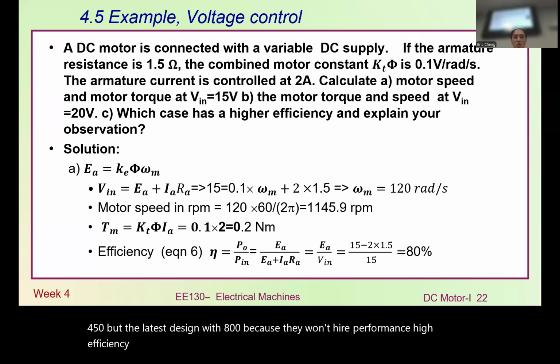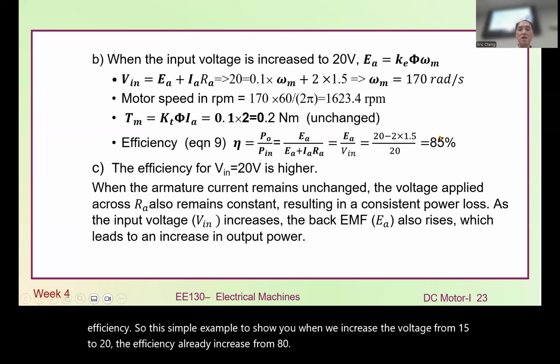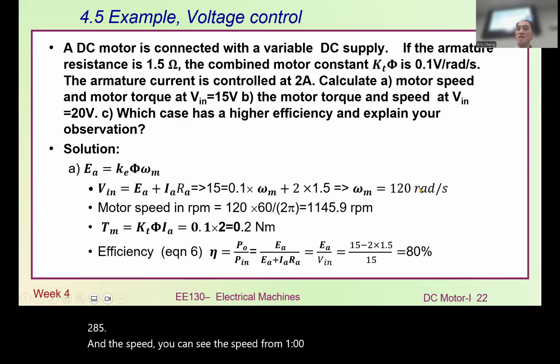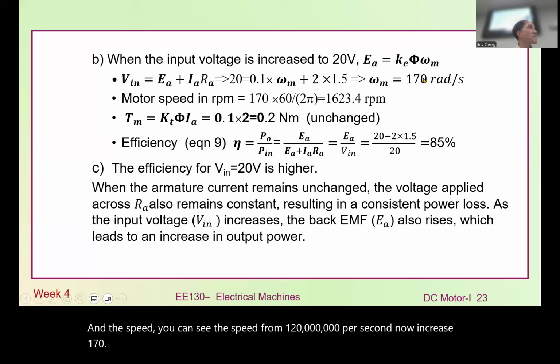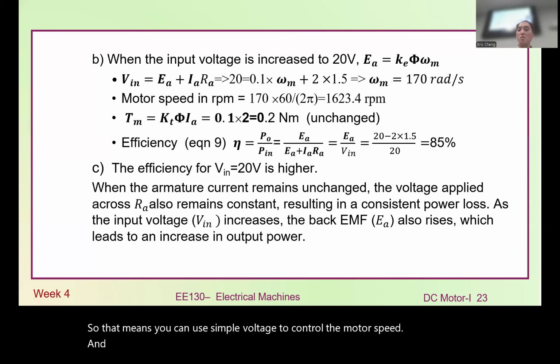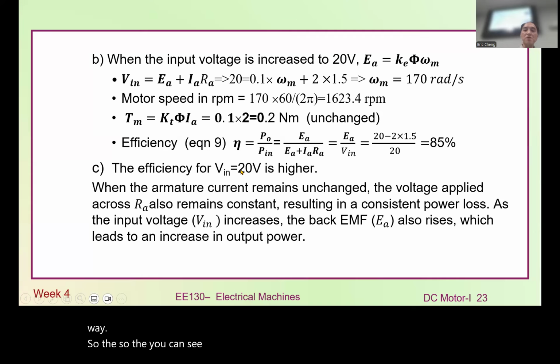So this simple example shows you, when we increase the voltage from 15 to 20, the efficiency already increased from 80 to 85. And the speed, you can see, from 120 radian per second now increased to 170. So that means we can use simple voltage to control the motor speed. And then you can also observe that the efficiency is also increased in such a way. You can see that the efficiency at 20 is much higher.